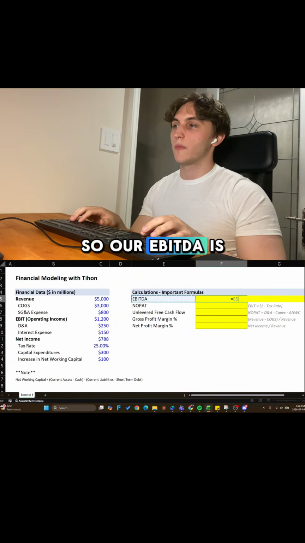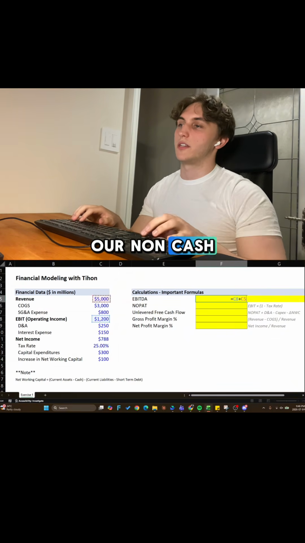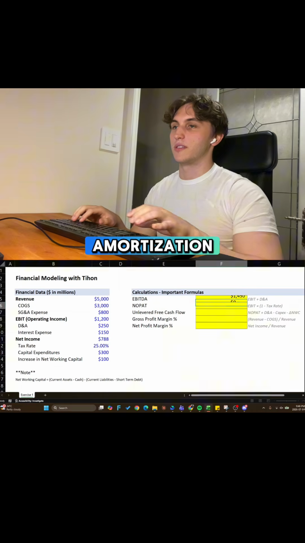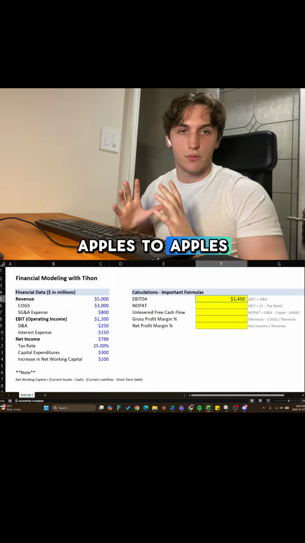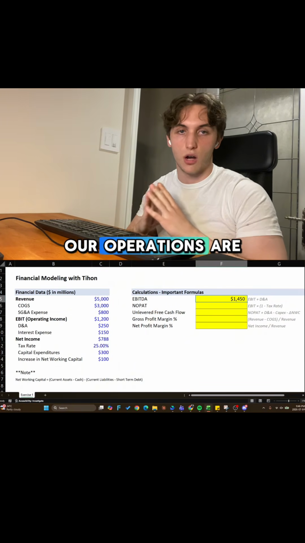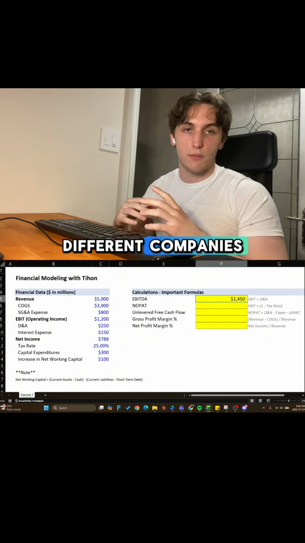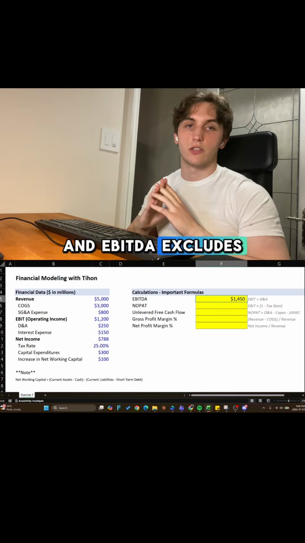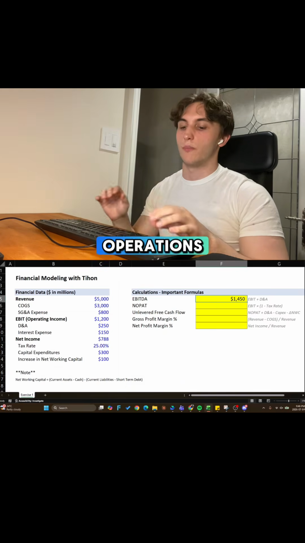So our EBITDA is just our EBIT plus our non-cash expenses like depreciation and amortization. This will be our apples to apples comparison metric across similar companies just to see how efficient our operations are. Different companies have different capital structures and EBITDA excludes all of that. This is purely just operations.